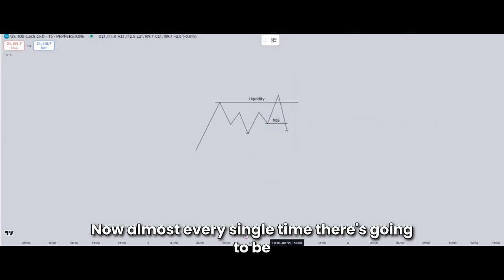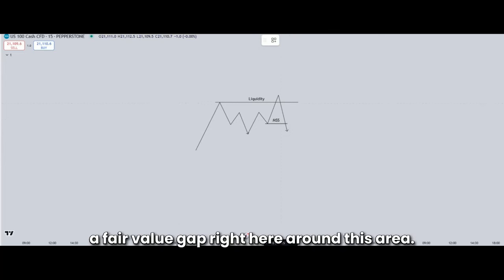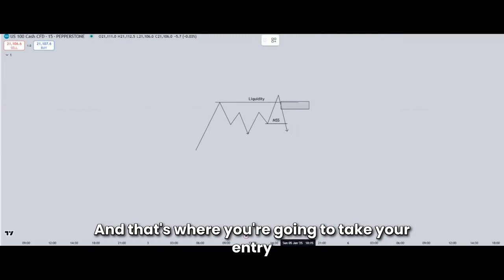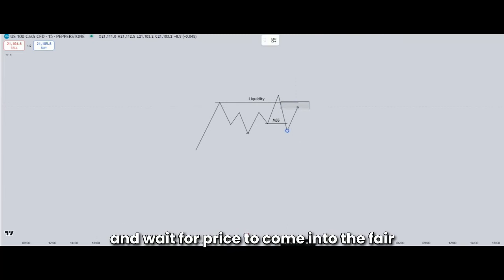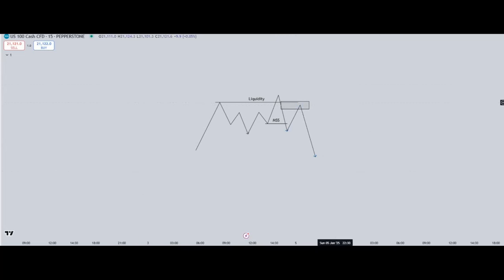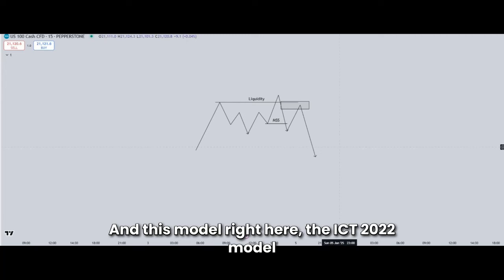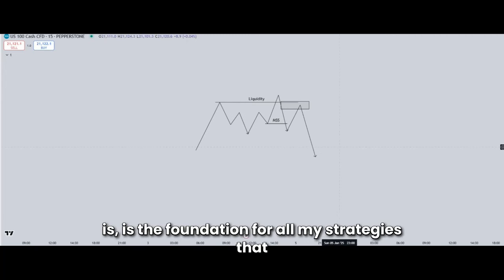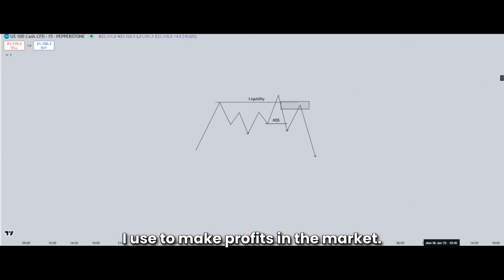Now, almost every single time, there's going to be a fair value gap right here, around this area. And that's where you're going to take your entry and wait for price to come into the fair value gap and then go further down. And this model right here, the ICT 2022 model, is the foundation for all my strategies that I use to make profits in the market.